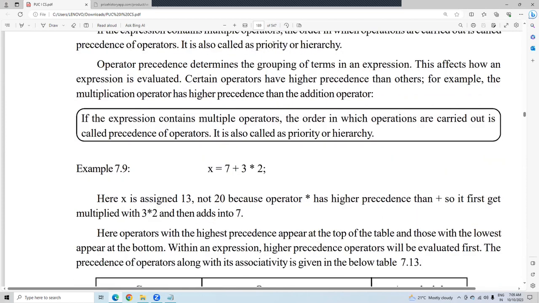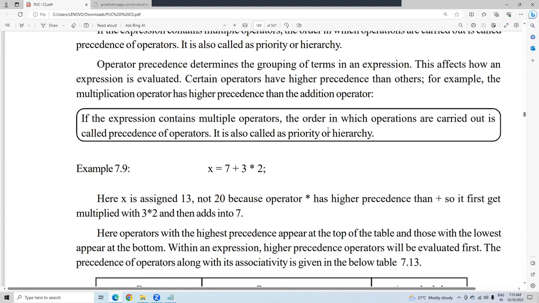So operator precedence determines the grouping of terms in an expression. This affects how an expression is evaluated. Certain operators have higher precedence than others, right? For example, the multiplication operator has higher precedence than the addition operator. If the expression contains multiple operators, the order in which operations are carried out is called precedence of operator.